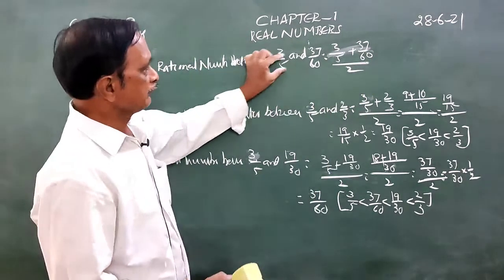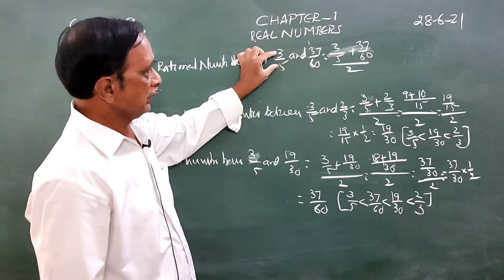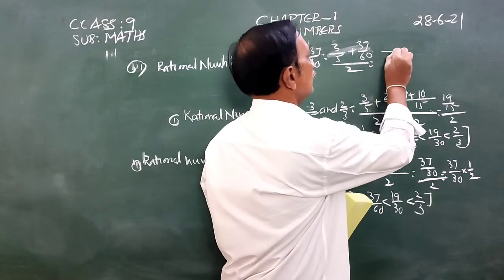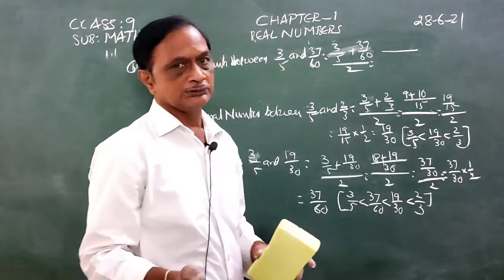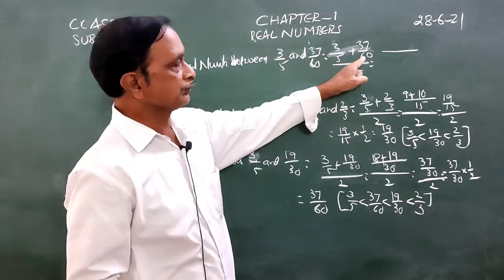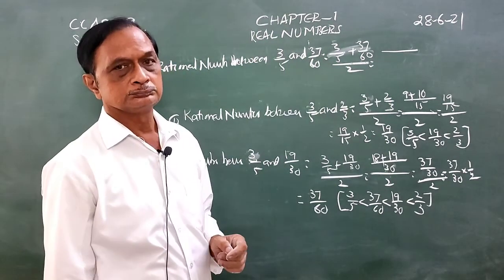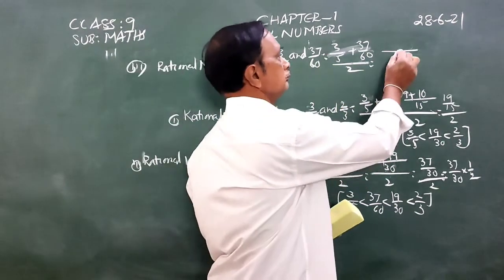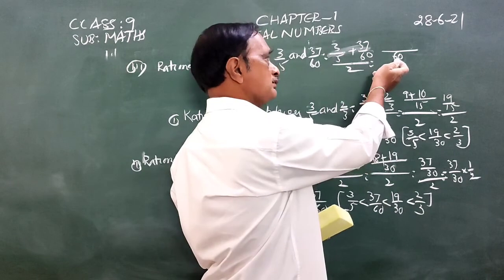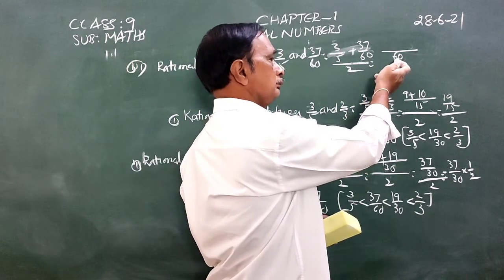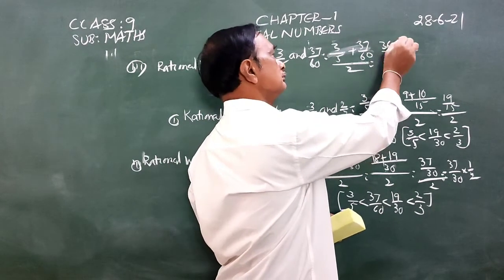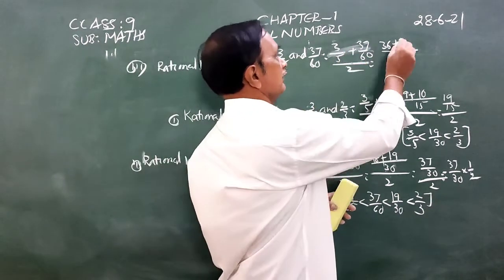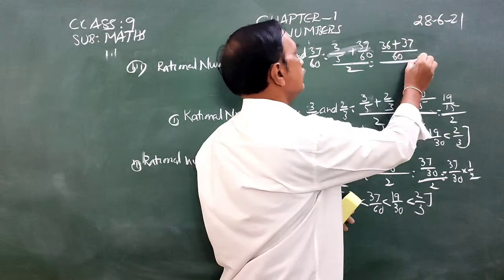You have to find the mean of these two numbers. Add those two numbers and divide the sum by 2. What is the LCM for 5 and 60? 60. Because 5 is a factor of 60. 5 12s, 60. As 5 is a factor of 60, 60 is said to be the LCM. 5 12s, 60. 12 3s is 36. 36 plus 37, 73 by 60, by 2.